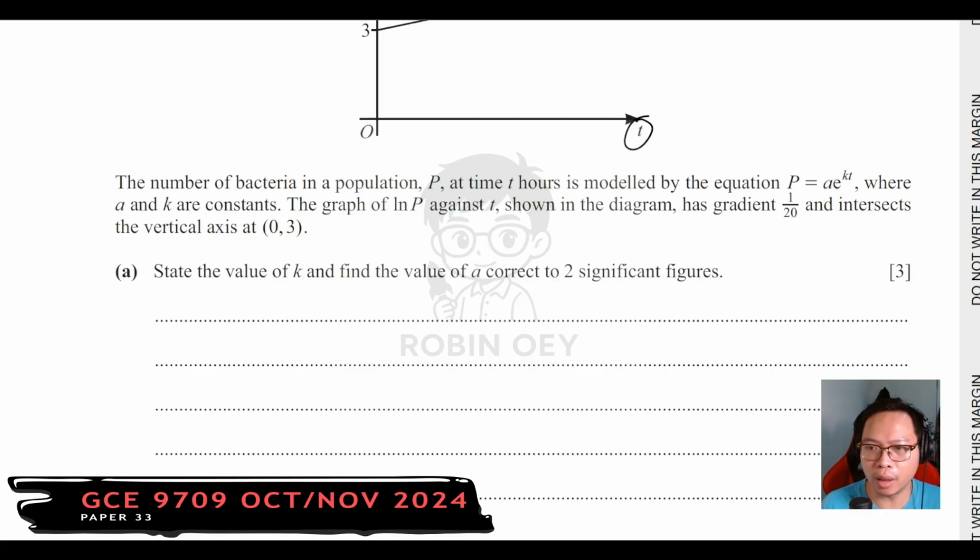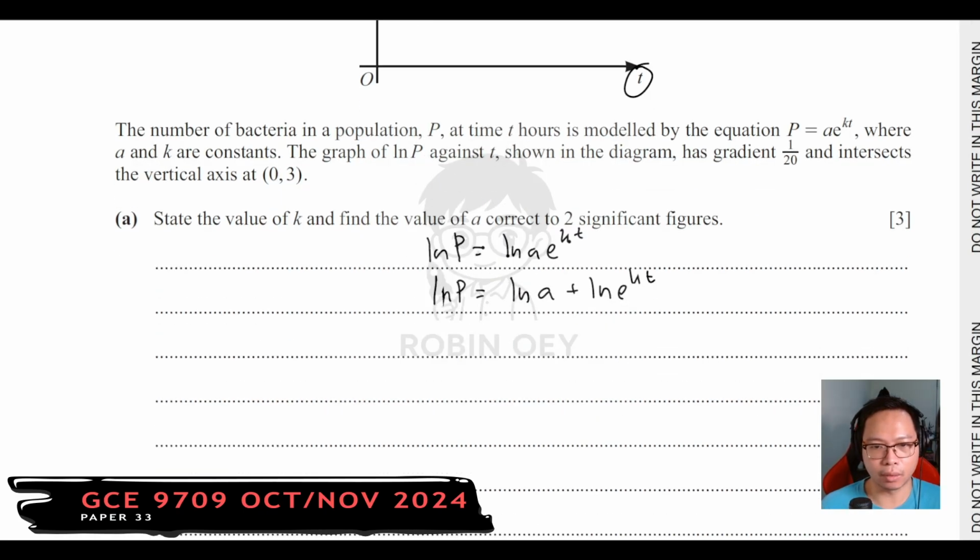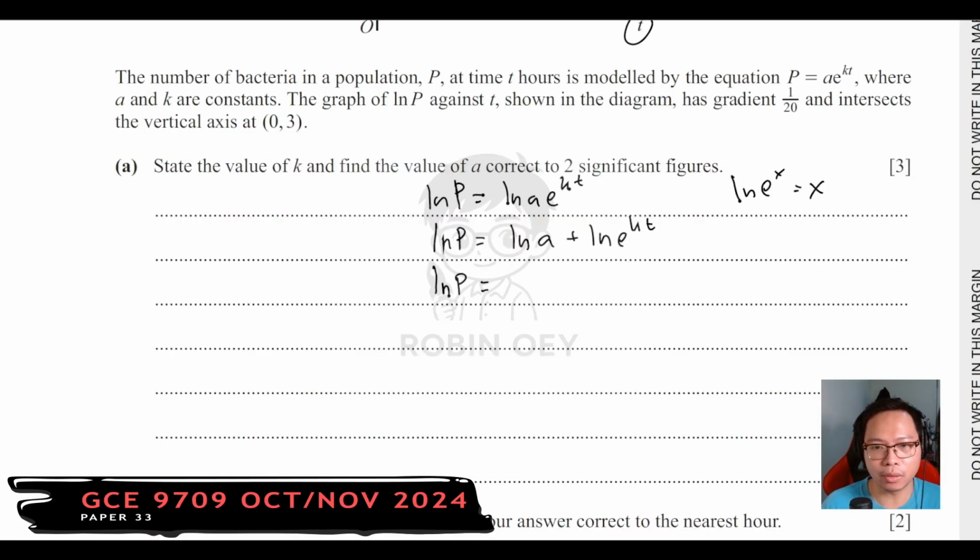So we have the equation P equals A e to the power of kt. I just put ln on both sides: ln P equals ln (A e^(kt)). So we get ln P equals ln A plus ln e^(kt). Now, since ln e to the power of x equals x, I just put ln P equals ln A plus kt. Okay, so this is the first equation. Now we have the second one.